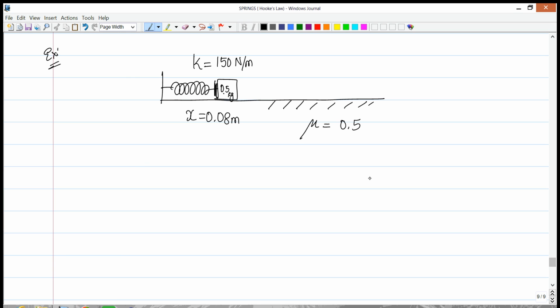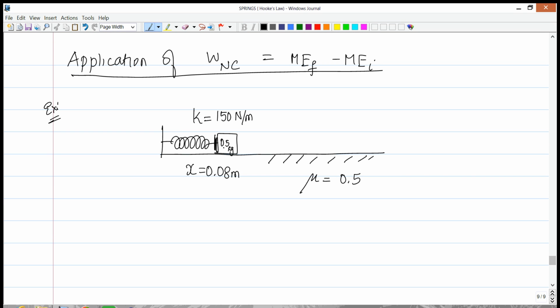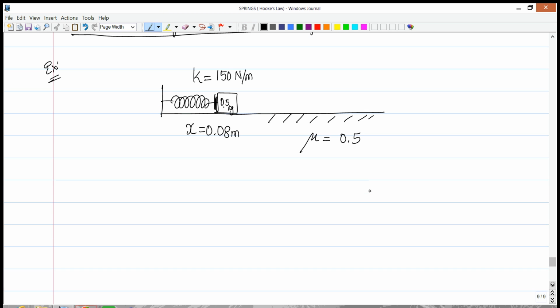So let us now apply the theorem that the work done by non-conservative forces is MEF minus MEI to some problems. The first one is a simple problem. What we have is a 0.5 kg block that compresses a spring of spring constant 150 newtons per meter by an amount 0.08 meters.